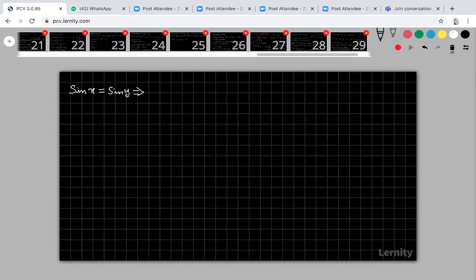Sin x is equal to sin y. My x is equal to n pi plus minus 1 to the whole power n times y, where n belongs to integers. N is any integer. If you apply n is equal to 1, you will get one solution. Apply n is equal to 2, you will get another solution. Apply n is equal to 3, another solution. Apply n is equal to 100, another solution. Apply n is equal to minus 5, another solution. That means there are many solutions. Therefore, this solution is called the general solution.